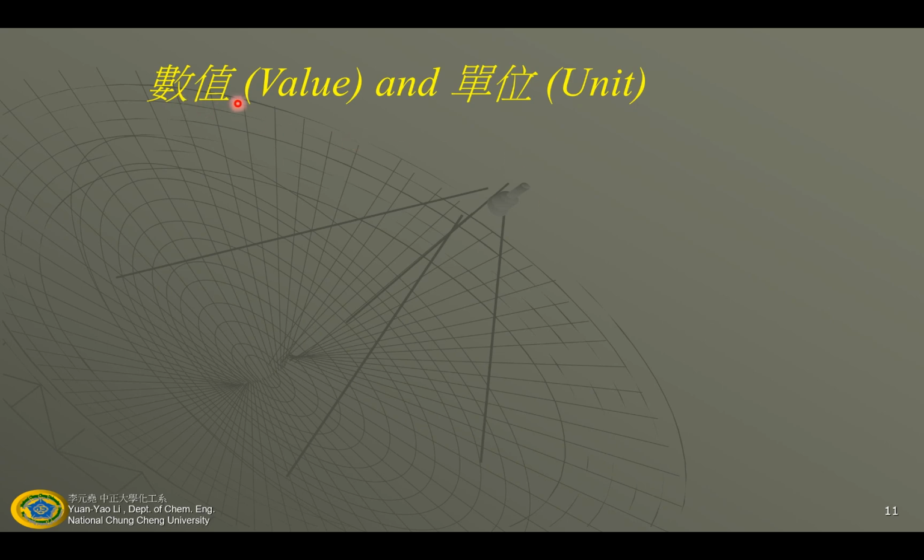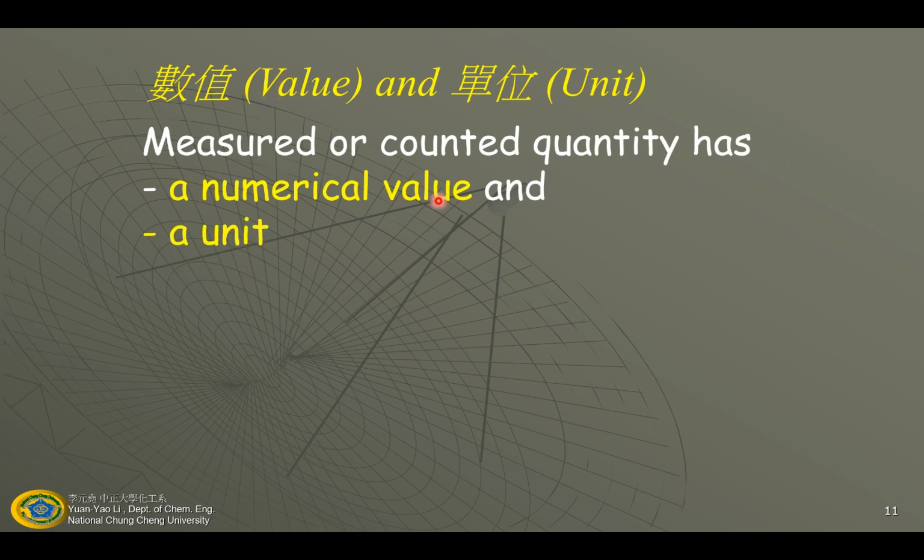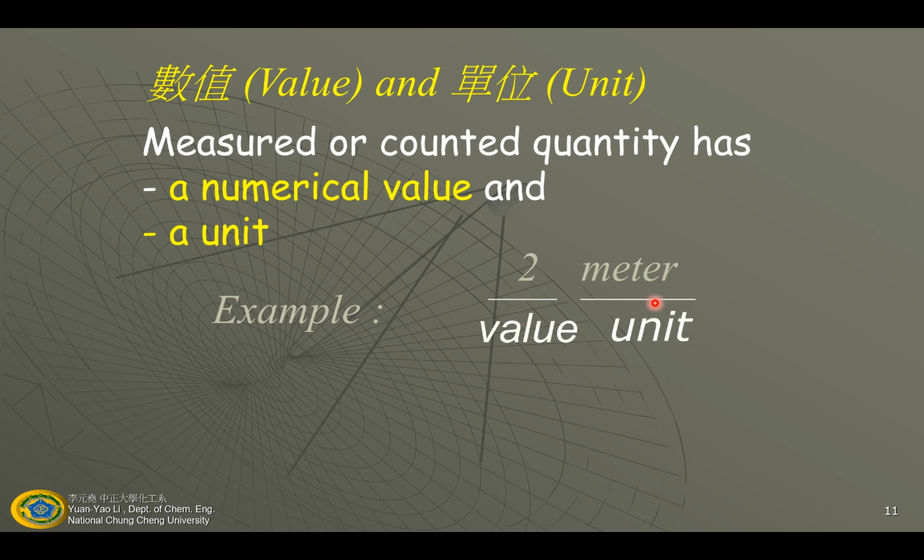First of all, there's a value you need to know. What's the definition of value and the units? So all the measured or counted quantities have a numerical value. This is numerical value and unit. Here I'll give you an example, like 2 meters. Okay, 2 meters is a measured or counted quantity, right? 2 meters. 2 is the value. Meter is the unit.